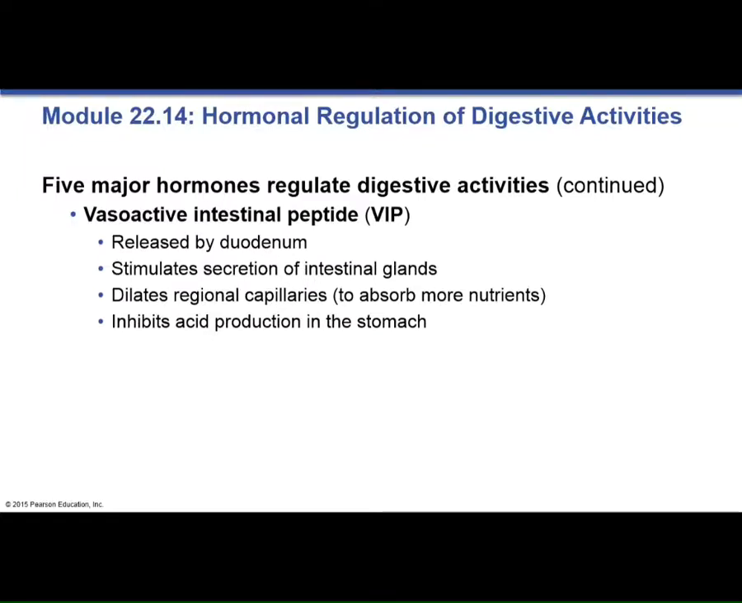The fifth and final hormone that I want you to know about is VIP, vasoactive intestinal peptide, also released by the duodenum. It stimulates the secretion of intestinal glands. It's going to dilate the regional capillaries to absorb more nutrients and inhibit acid production in the stomach.